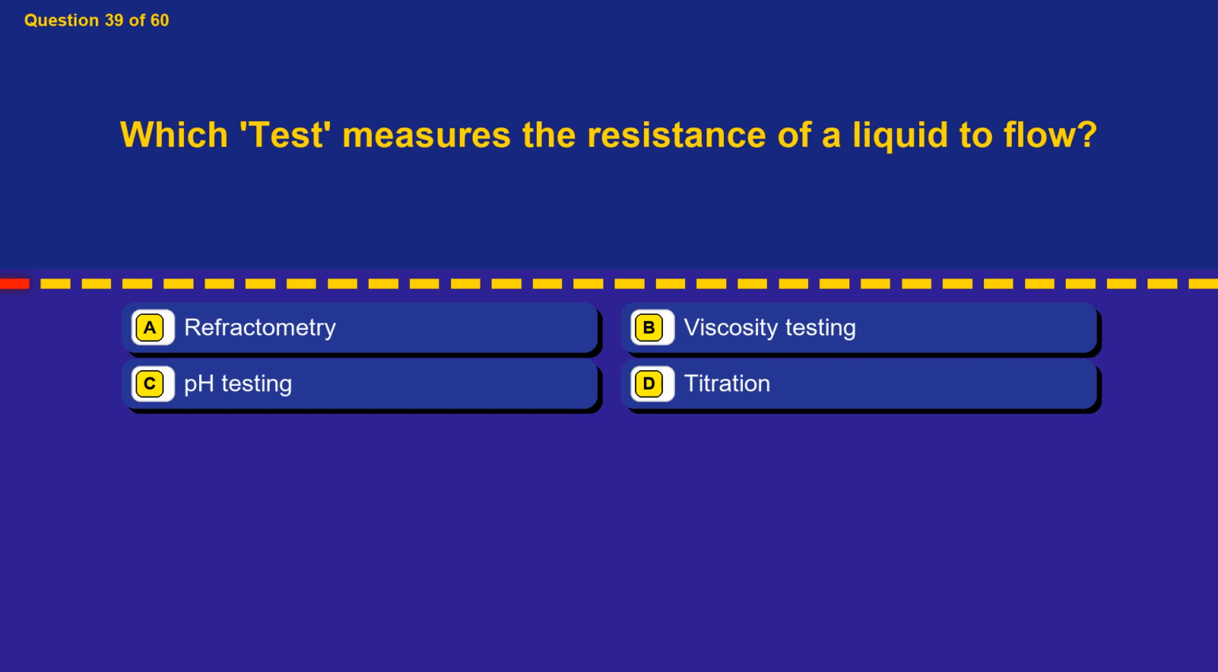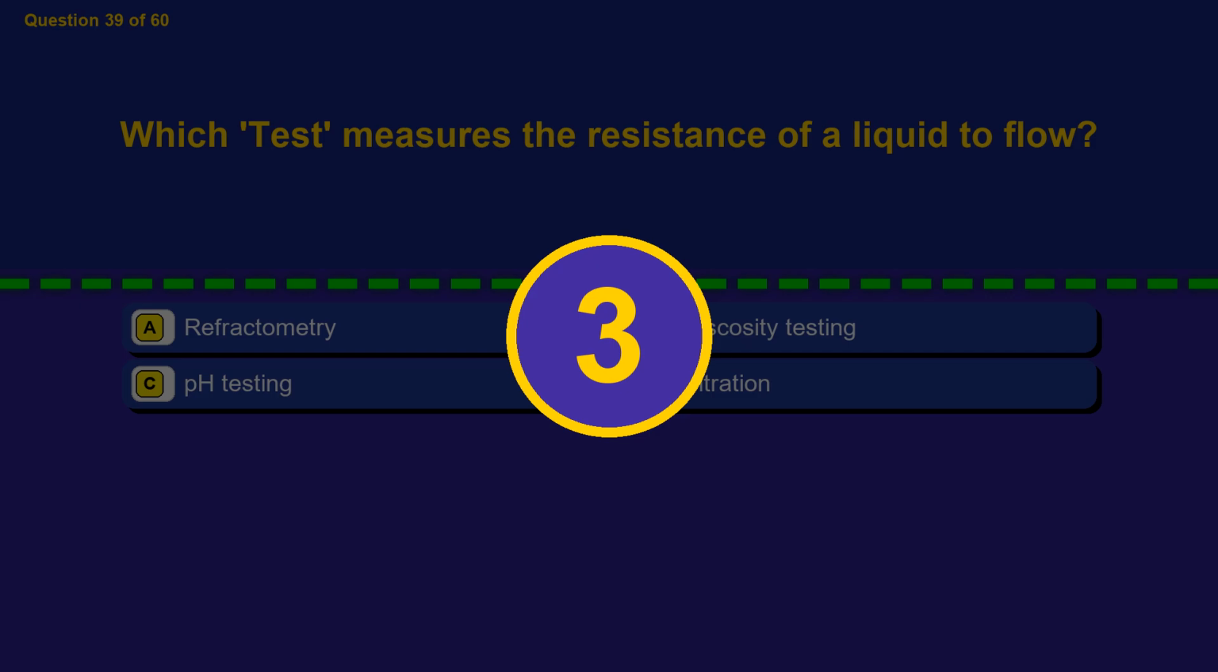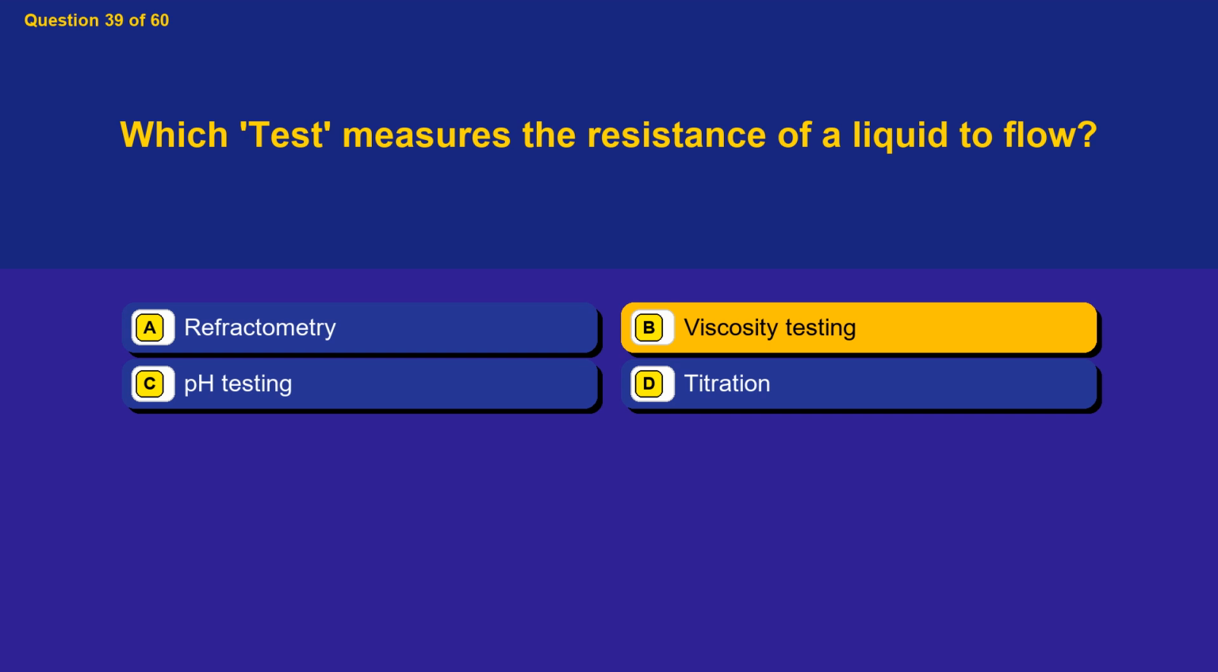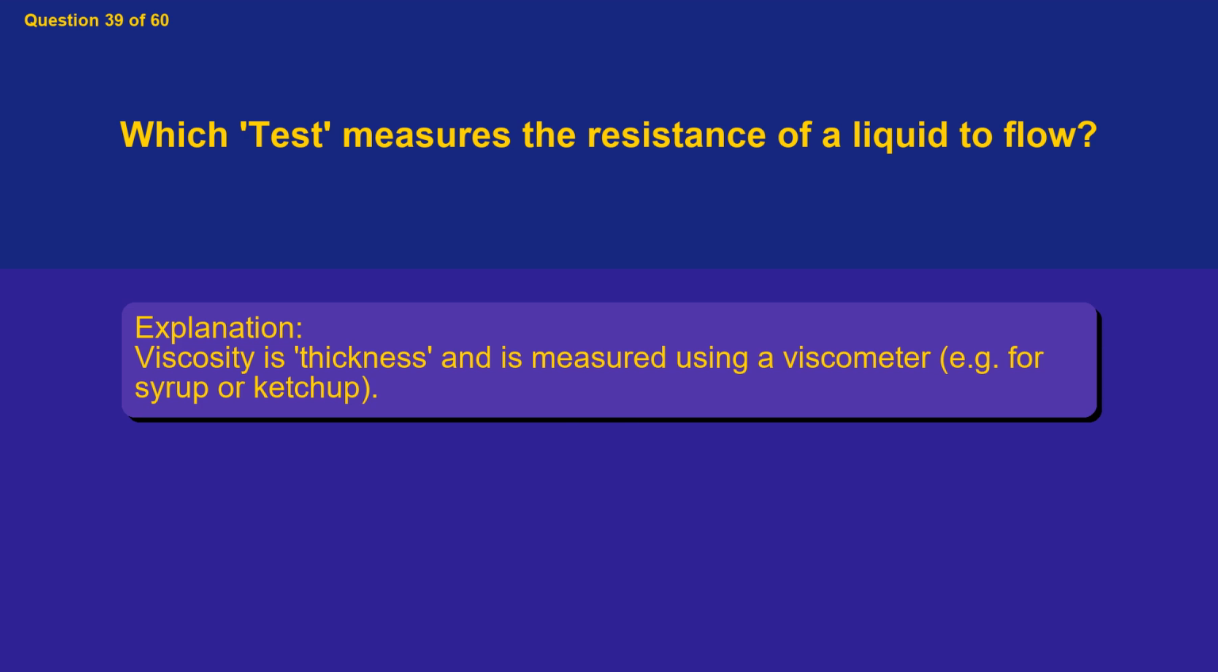Question 39. Which test measures the resistance of a liquid to flow? Option A, refractometry. Option B, viscosity testing. Option C, pH testing. Option D, titration. The correct answer is option B, viscosity testing. Viscosity is thickness and is measured using a viscometer, e.g. for syrup or ketchup.